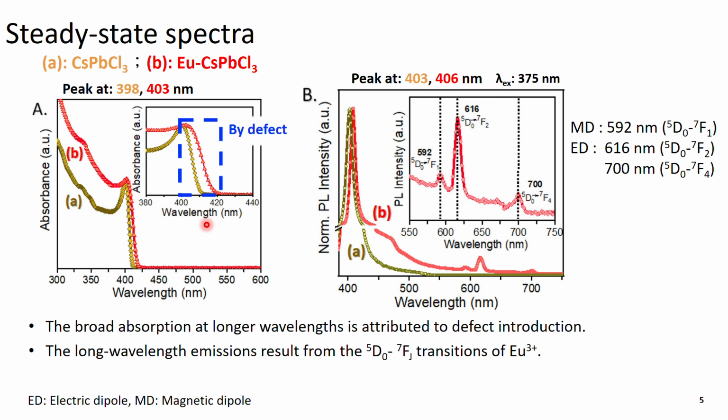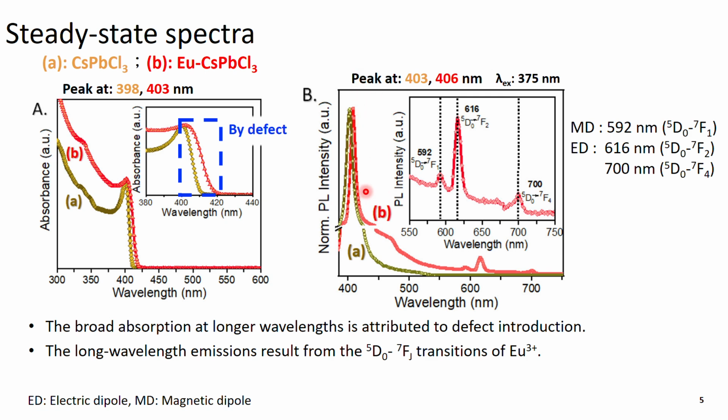We can see that when doping the europium ion, we have a broader absorption at a longer wavelength, which is attributed to defect introduction. We can see this broader absorption. And then this picture on the right is the photoluminescence spectra. So in absorption we have a red shape, and we also have the red shape in the photoluminescence.